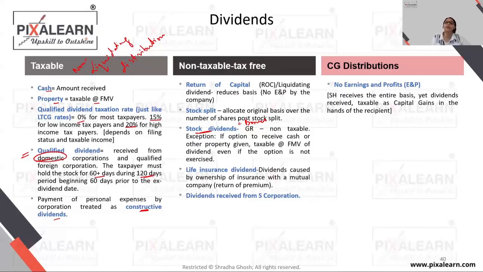The fact that the company gave an option to the shareholder that they could exercise it in cash, that itself means there's a value that I can put to these stock dividends, and then it becomes taxable at fair market value on the date of receipt. And this is very, very important: it doesn't matter whether you actually ended up exercising the option or not.